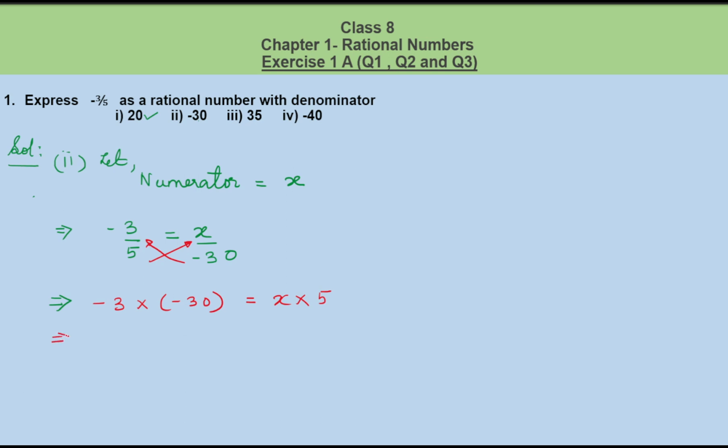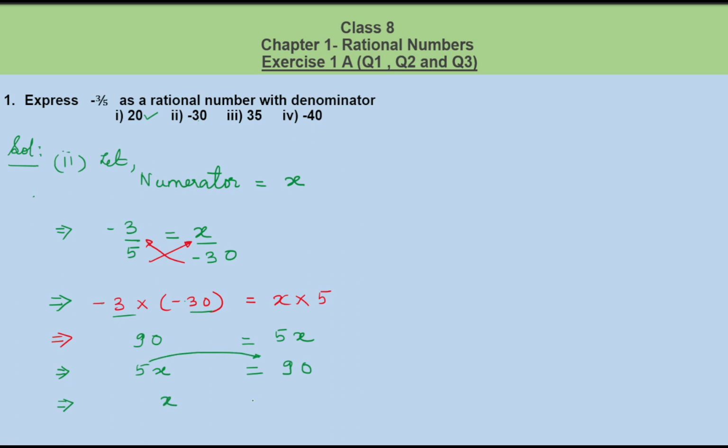Now on solving this, first multiply the numbers. 3 into 30 gives you 90, and minus and minus becomes plus, so this will be positive 90, and here it is 5x. I'll again change the side and keep the variable on the left hand side. So 5x comes here, 90 comes here. Now we are going to transpose this 5 to RHS, so 5 would go here.